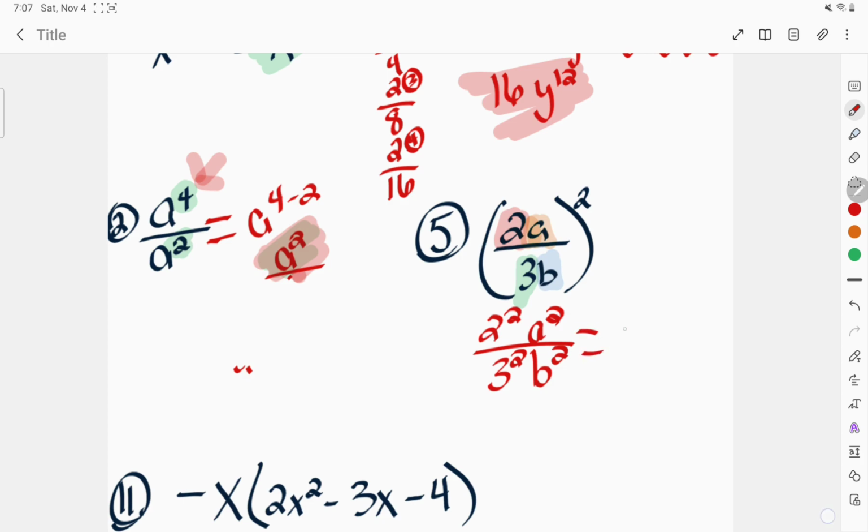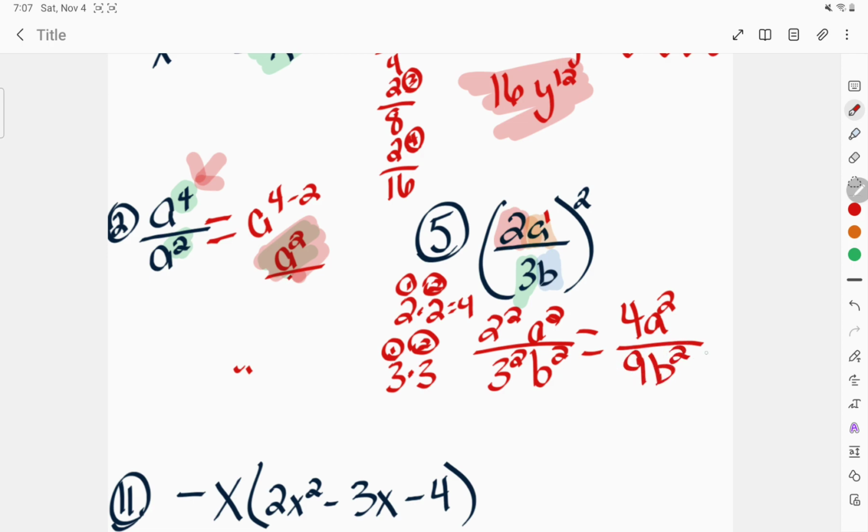So 2 to the second power is 4, because 2 times 2 equals 4. There's my first 2, there's my second 2. And then a squared: a raised to the second power is just a squared. Remember, that has an understood 1 above it, and 1 times 2 is 2. So 3 to the second power, 3 times 3, my first 3, my second 3, is 9. And then b squared. And that is your answer.